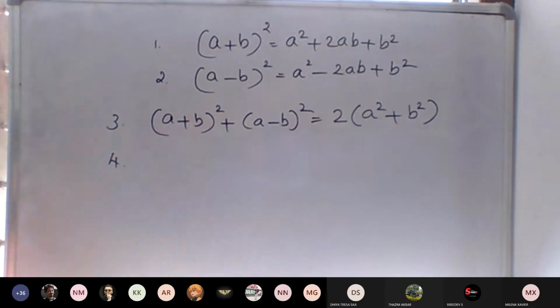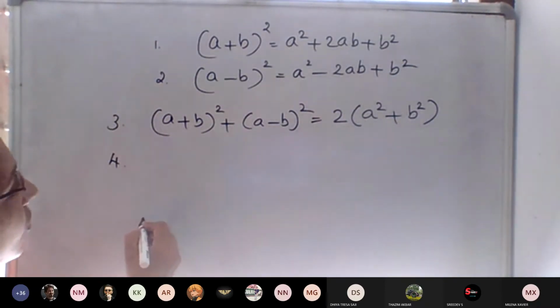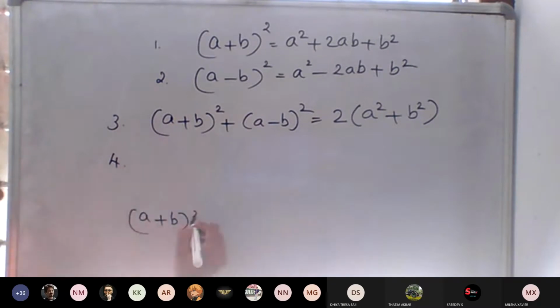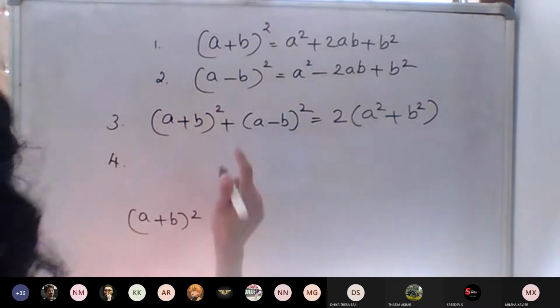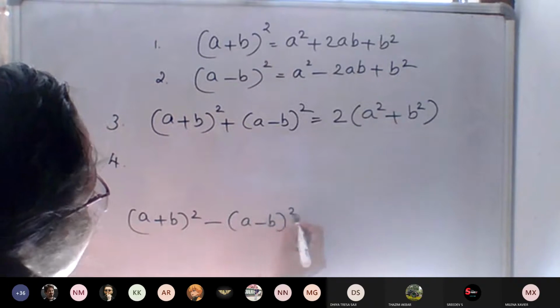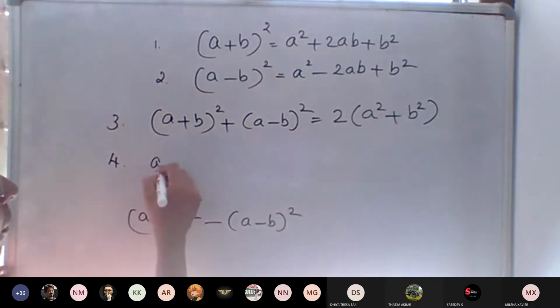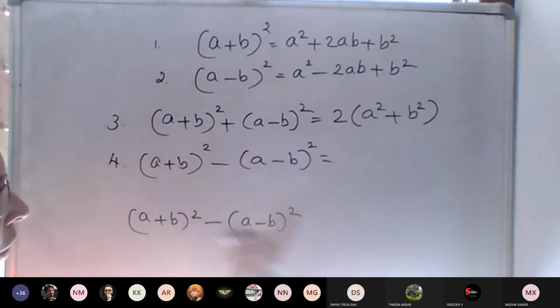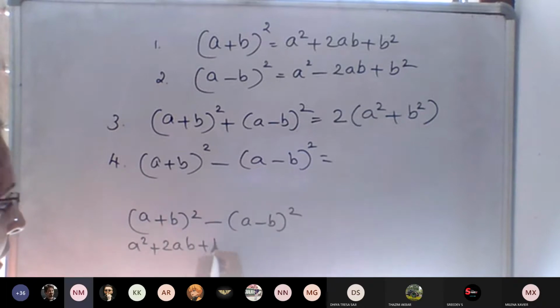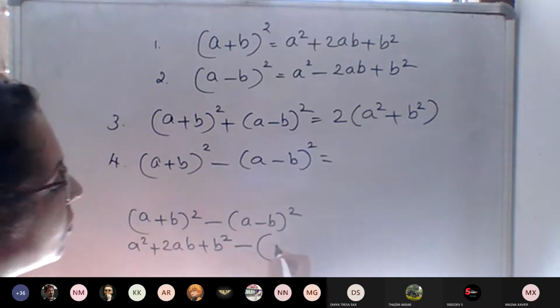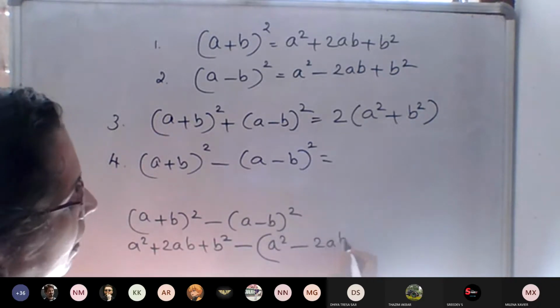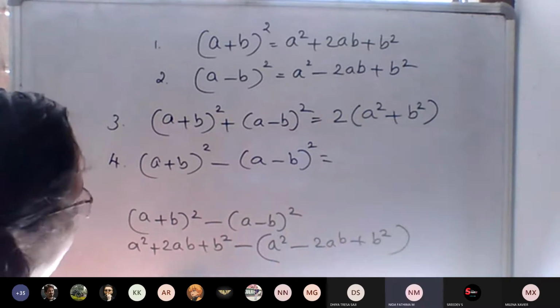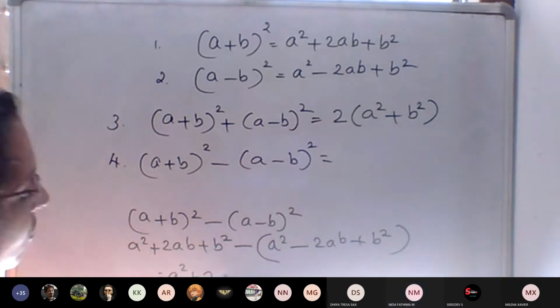(a plus b) whole square minus (a minus b) whole square. Instead of adding, here we are subtracting (a minus b) whole square. So (a plus b) whole square we write as a square plus 2ab plus b square. Minus means we have to start a bracket. So a square plus 2ab plus b square, then change the bracket: a square minus 2ab plus b square.